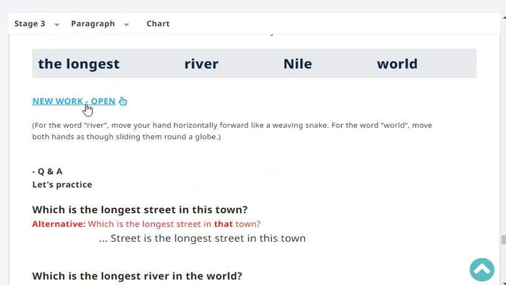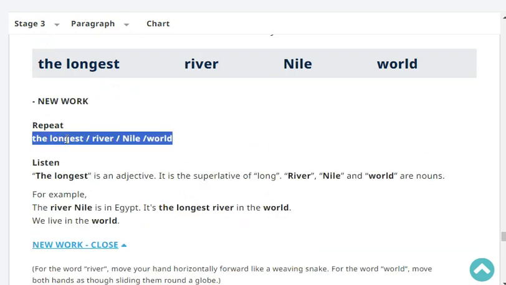Let's repeat. The longest river, Nile, world. Very good. Okay, listen. The longest is an adjective. It is the superlative of long. River, Nile, and world are nouns. For example, the river Nile is in Egypt. It is the longest river in the world. We live in the world.